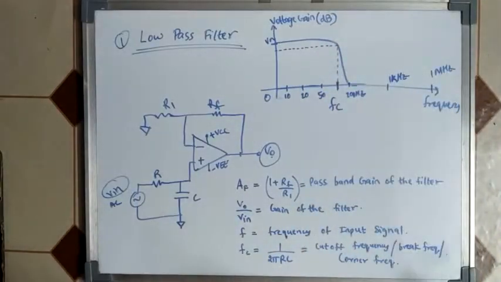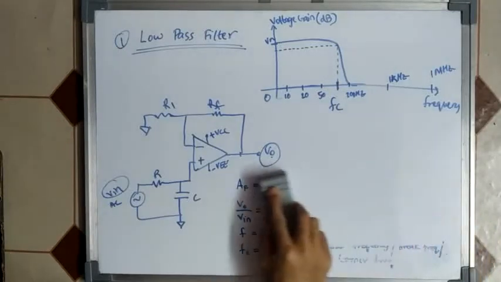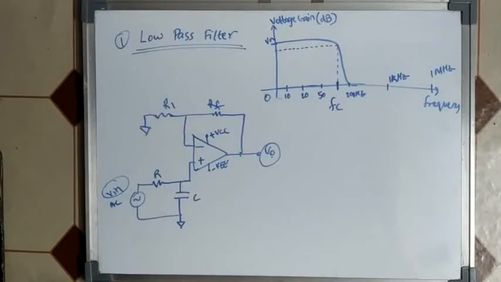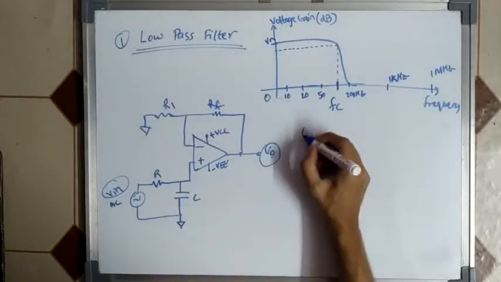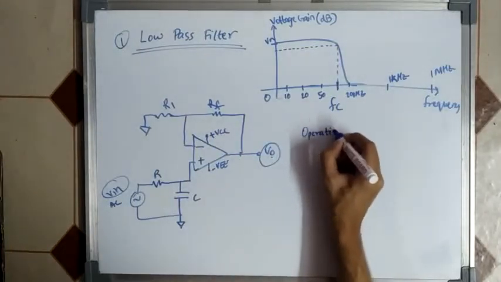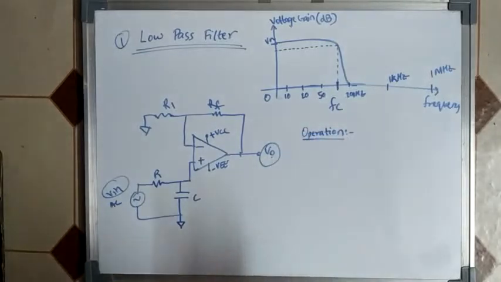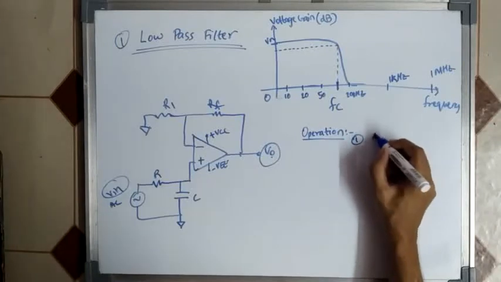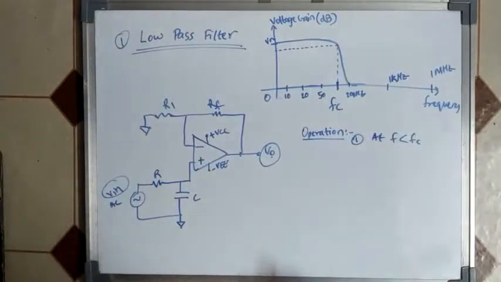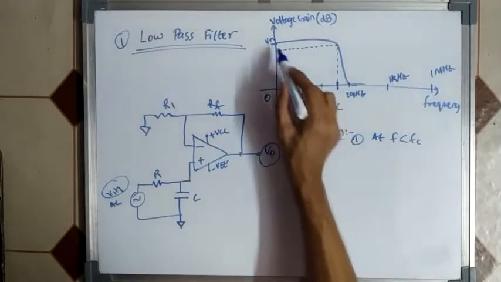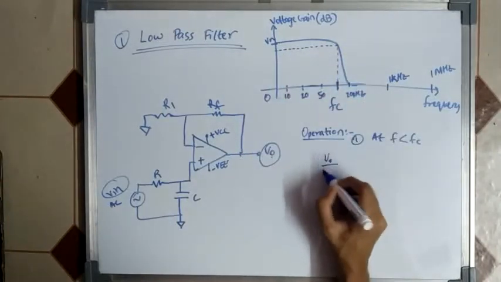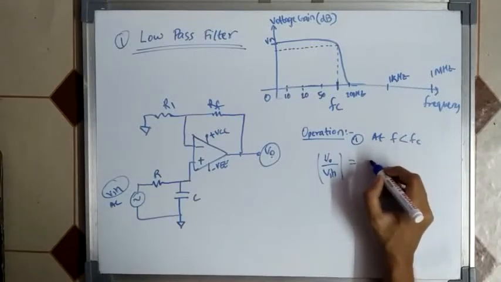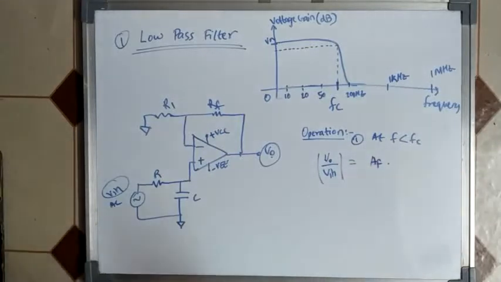So now let's try to understand the operation of this low pass filter, and how we get the frequency response. When the input frequency F is less than the cutoff frequency, at this particular point we get the gain as AF.